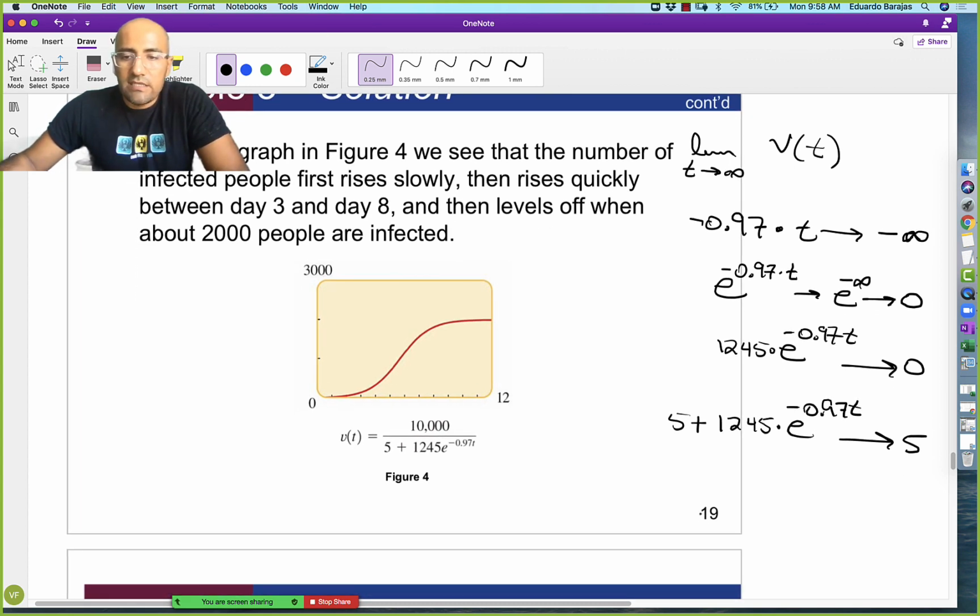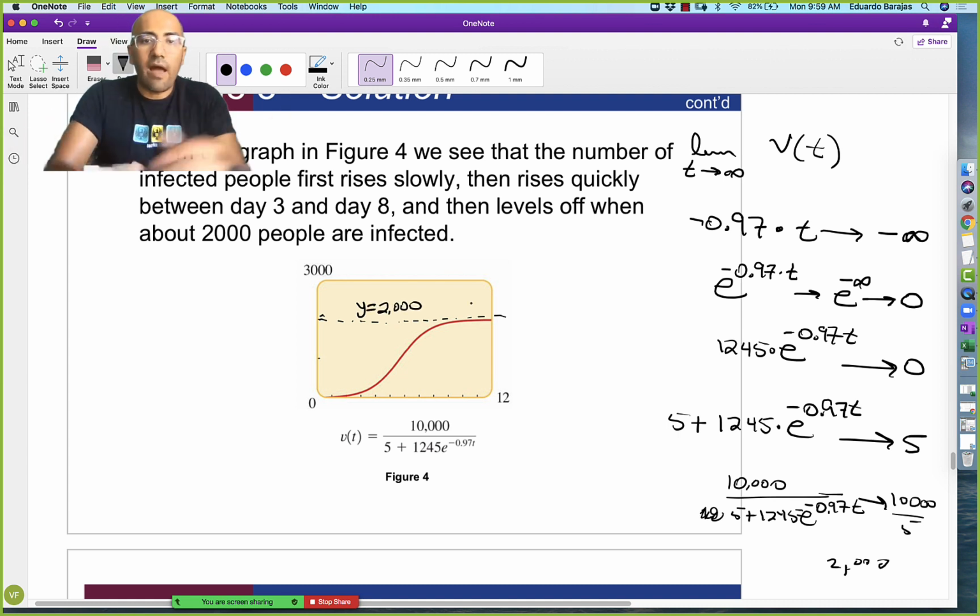And so as t goes to infinity, that division of 10,000 divided by this whole ugly thing, 5 plus 1245 e to the negative 0.97t, just kind of grows toward 10,000 divided by 5, which is where we get the 2,000. So as t goes to infinity, this whole ugly fraction begins to approximate 2,000. This right here is the line y equals 2,000.